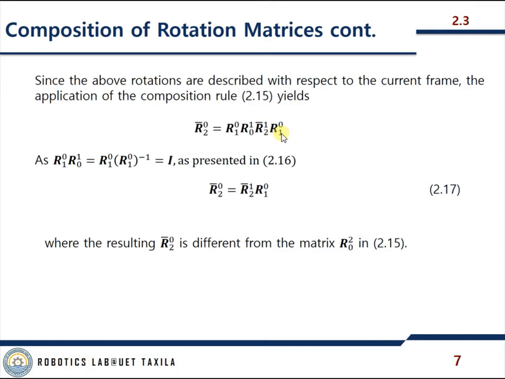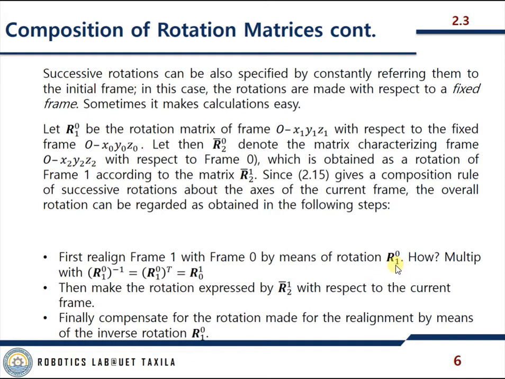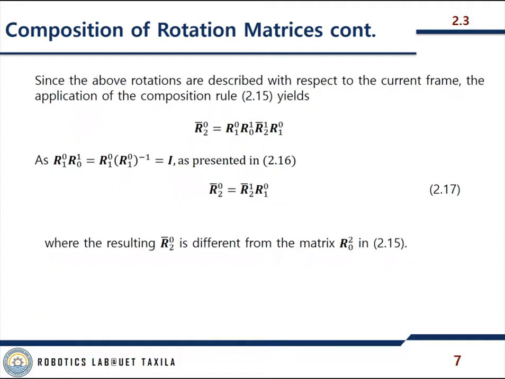So from here we move from frame 1 to frame 0. As I said, first move by means of rotation R1 to R0, and then from 0 you take the rotation from frame 2 to frame 1 with respect to the current frame, which is available there, and then again from 0 to 1 with respect to the initial frame, and then from 1 to 0. So in the end we get, from 2 to 0, R01 multiplied with R10 is equal to this thing, which is identity as discussed in 2.16.